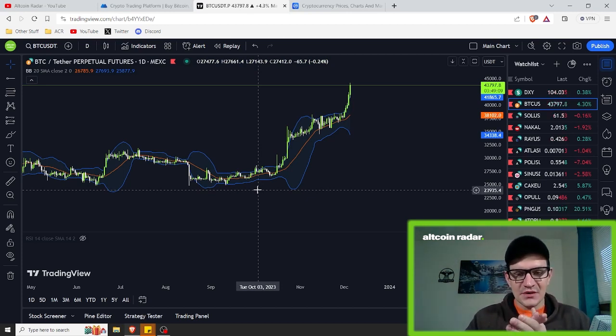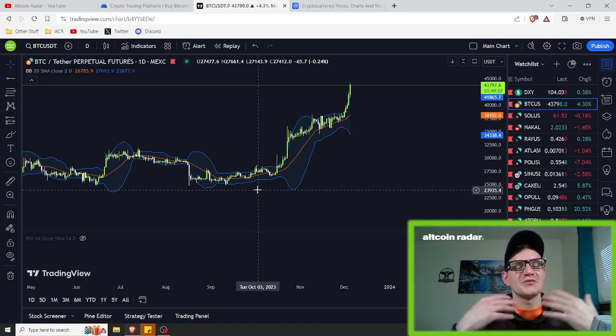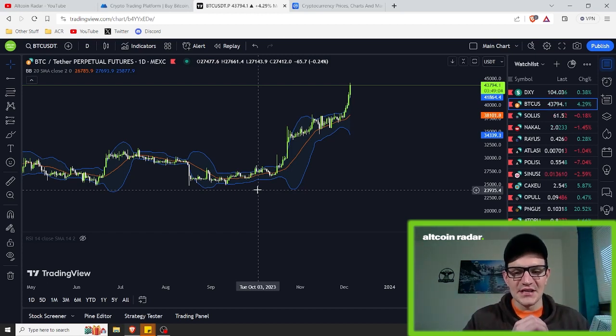Now, the next thing I want to talk about here with the Bollinger Bands is you can also use the Bollinger Bands to identify overbought and oversold levels, okay? Now, the way to do this is basically when the candles go way above the band lines or way below the band lines, that basically indicates whether they're overbought or oversold, okay?